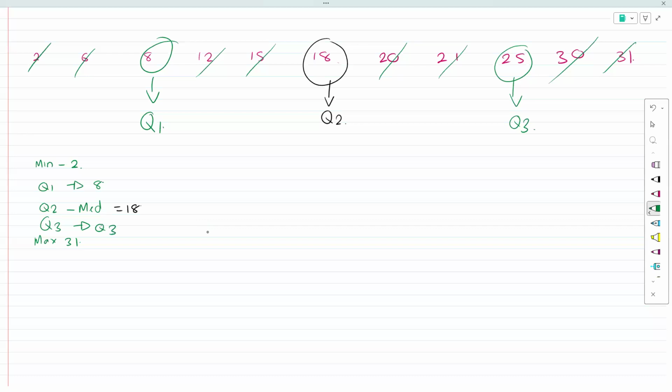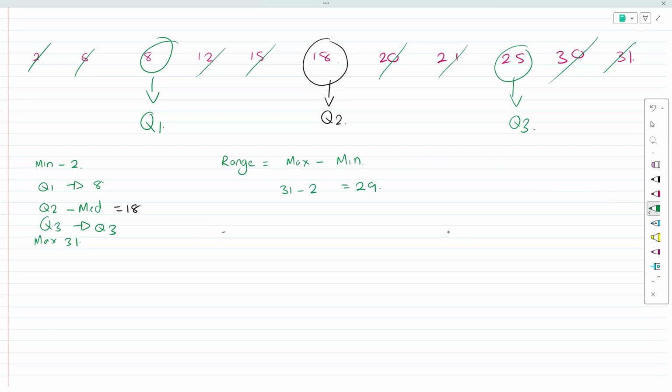But there is something else. There's 2 other parts of stats that we need to remember from grade 10. The range. Range goes maximum minus minimum. That's easy, right? 31 minus 2. And that's 29.